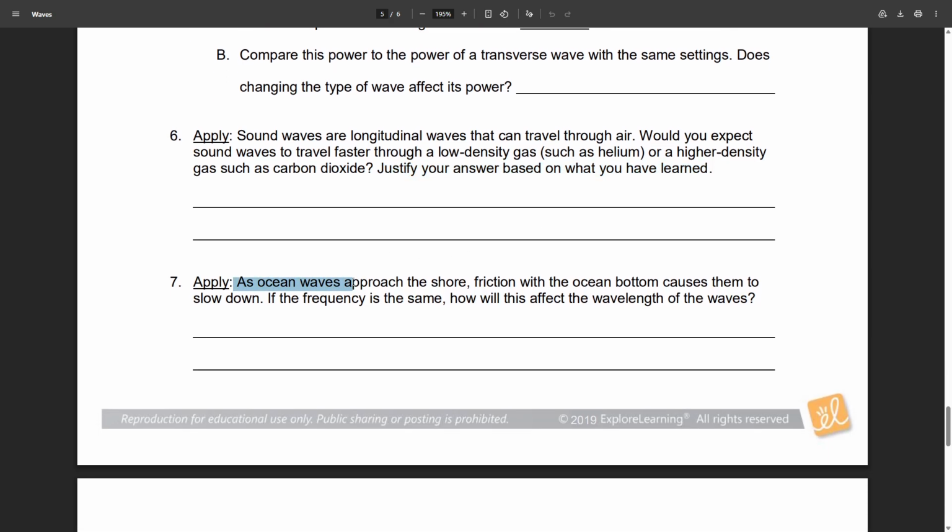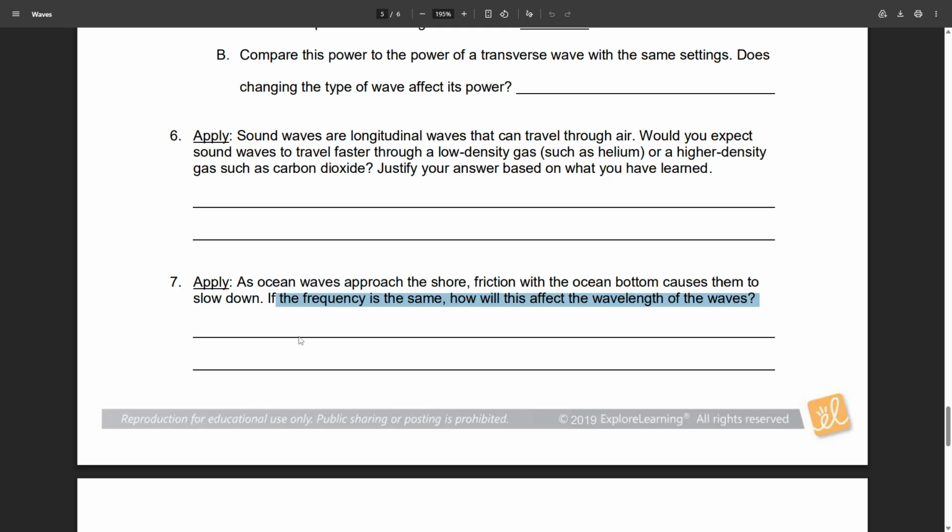Apply. As ocean waves approach the shore, friction with the ocean bottom causes them to slow down. If the frequency is the same, how does this affect the wavelength of the waves? So go ahead, do your best to use examples explaining, if frequency is the same, what will that effect be on the wavelength of the waves? Good luck with that.